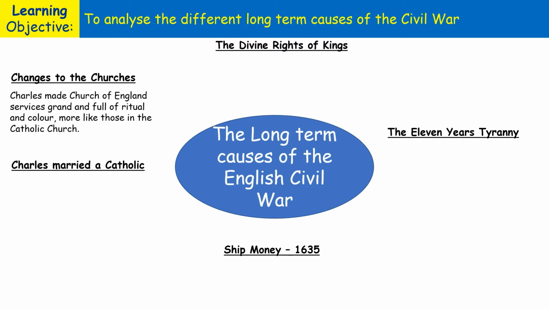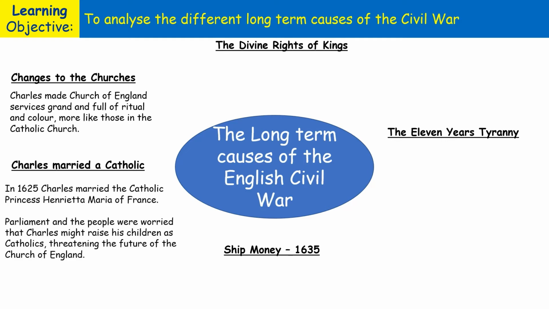So, another factor that was a cause of the English Civil War was Charles marrying a French Catholic princess named Henrietta Maria. Now, Parliament and quite a few people living in England at the time were concerned that Charles might raise his children as Catholics. In Parliament, a lot of the members of Parliament, or MPs, were Protestant, and in some cases radical Protestants known as Puritans, and they were really concerned that Charles was going to raise his children as Catholic.